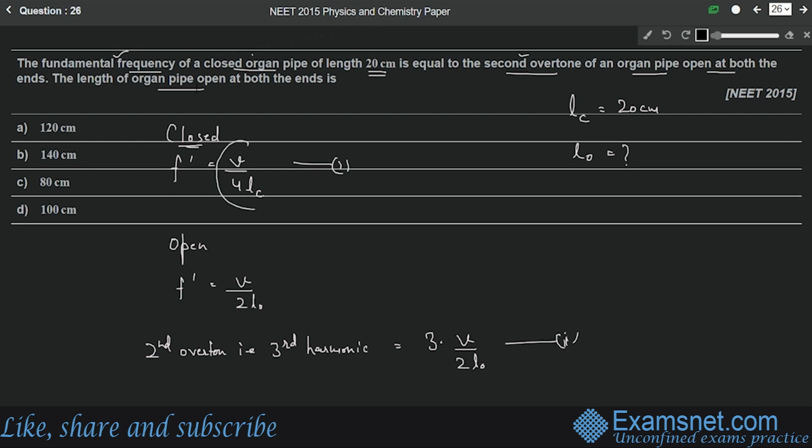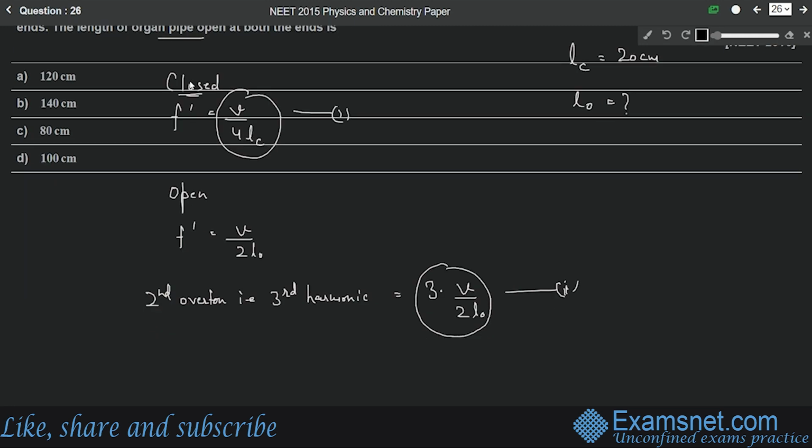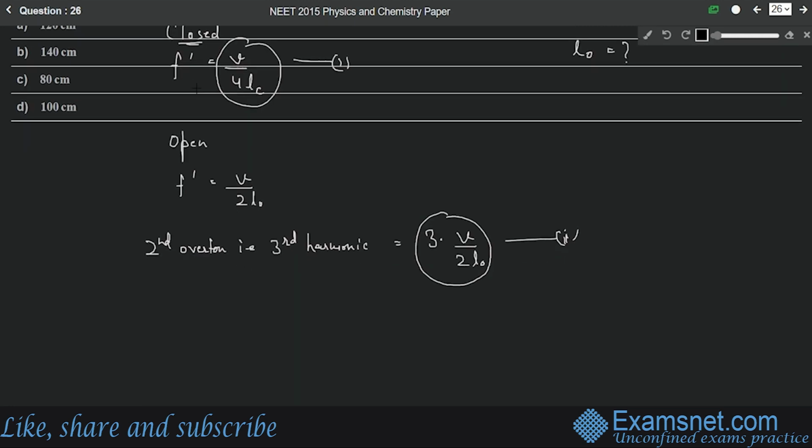So V by 4LC is equal to 3 times V by 2L open. Let's equate them and then we can find out the length of the open organ pipe. V by 4L closed is equal to 3 times V by 2L open. V can be cancelled from here. Then we can see that L open will be equal to 3 by 2 into 4 times L closed. So 2 into 2 is 4, 3 into 2, 6 times L closed. So L of the open organ pipe is equal to 6 times the length of the closed organ pipe.